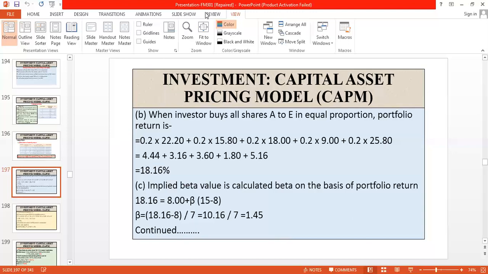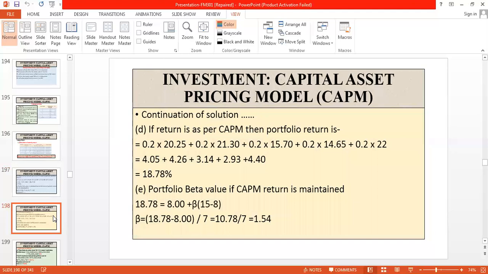The answer is you just consider the SML equation again. In case of RS, we are substituting 18.16, which is the expected return of the portfolio. Then beta value is unknown, the remaining figures are known. So now rearrange it, you will get 1.45. So 1.45 is the implied beta value.